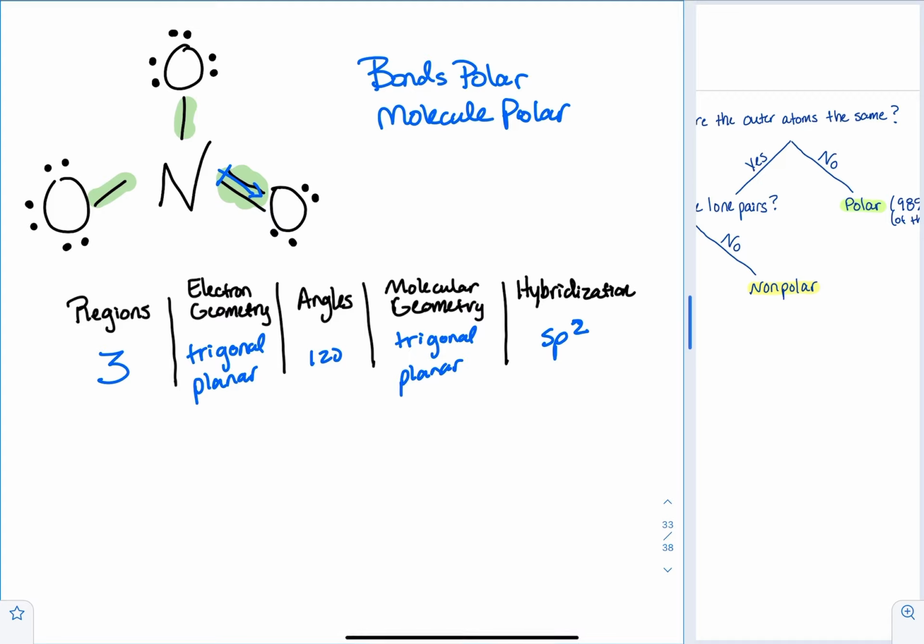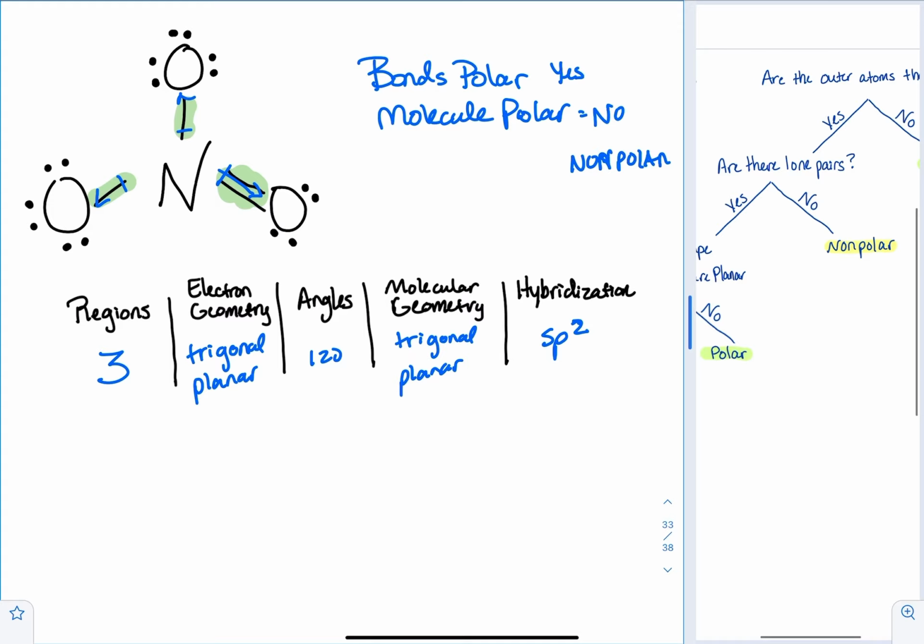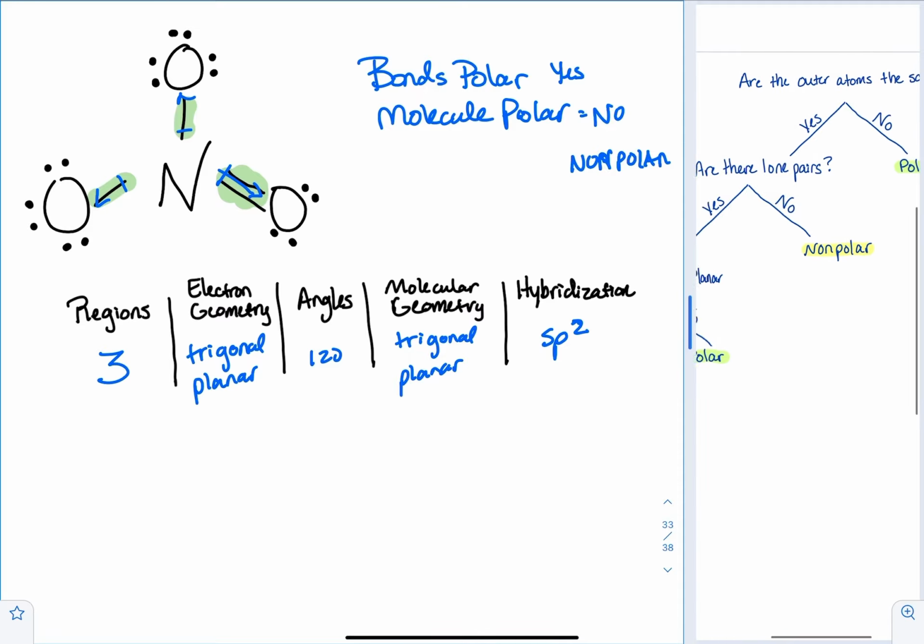And the other reason is, remember, this is actually in resonance. So if it did matter, the resonance would cancel it out. All of these are going out, and notice that there is no lone pair on it. So the bonds are polar, but the molecule is not polar. If we want to use a little chart here, are all the outer atoms the same? Yes. Are there lone pairs? No, it's nonpolar.